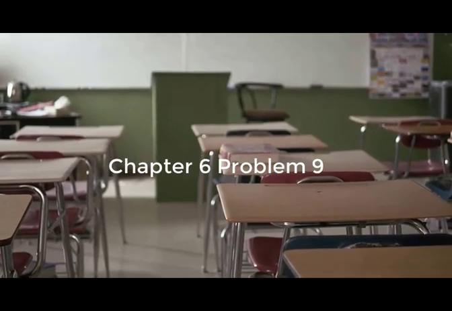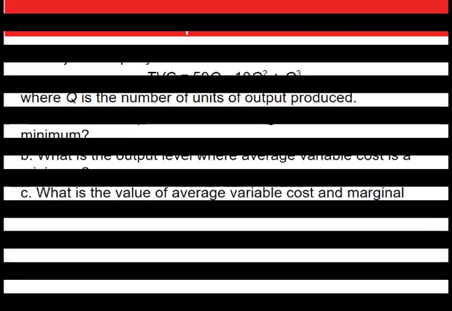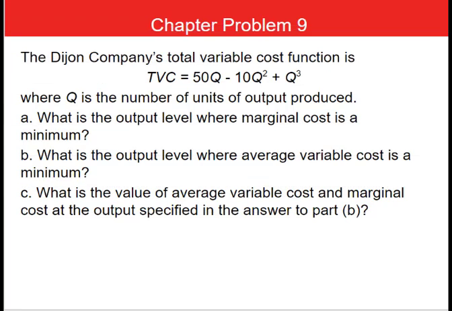Let's tackle chapter problem 9. The Daijun Company's total variable cost function is given as TVC, total variable cost, equals 50Q minus 10Q squared plus Q cubed, where Q is the number of units of output produced.